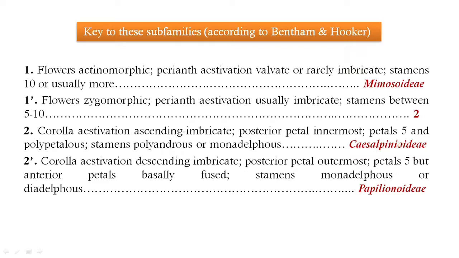To distinguish Caesalpinioideae from Papilionoideae, you have characters like corolla aestivation: in Caesalpinioideae it is ascending imbricate, and the posterior petal is innermost. There are 5 petals and they are polypetalous. Stamens are either polyandrous or monoandrous, and in Papilionoideae you will find a descending imbricate aestivation, and here the posterior petal is outermost.